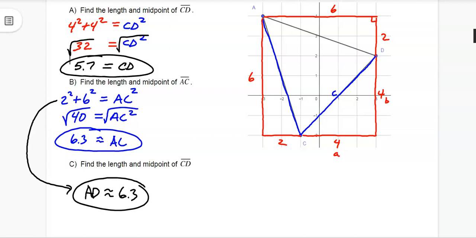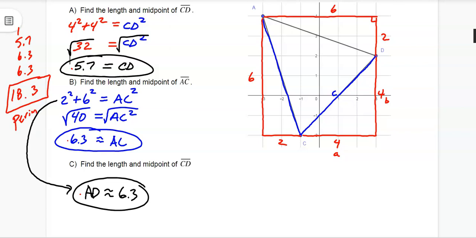All right, so those are the lengths, using the Pythagorean theorem. Actually, if we wanted to find the perimeter of that triangle, we could now just add this 5.7, a 6.3, plus another 6.3, and the perimeter of the triangle would be 18.3. We don't know what the units are, but this is just if you wanted to.